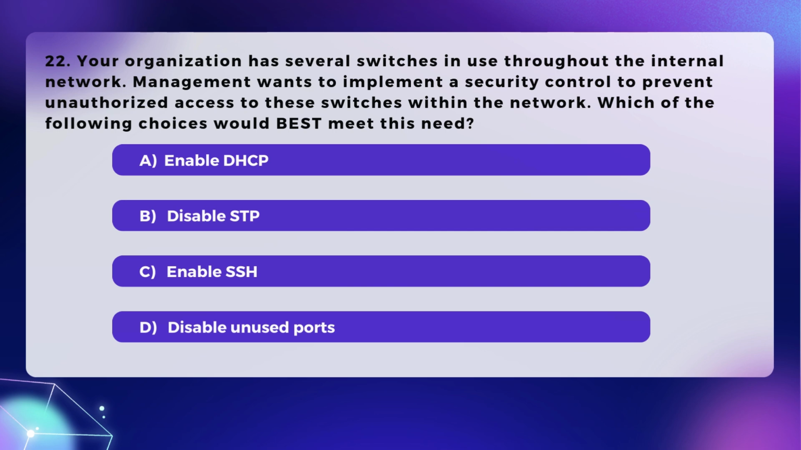Your organization has several switches in use throughout the internal network. Management wants to implement a security control to prevent unauthorized access to these switches within the network. Which of the following choices would best meet this need? A. Enable DHCP, B. Disable STP, C. Enable SSH, D. Disable unused ports. The correct answer is D.